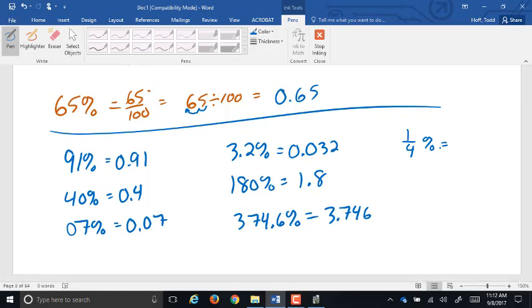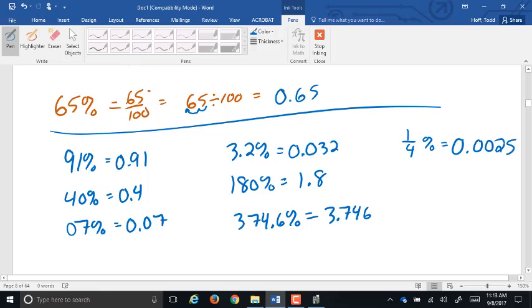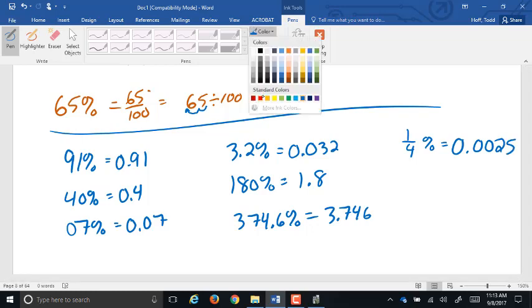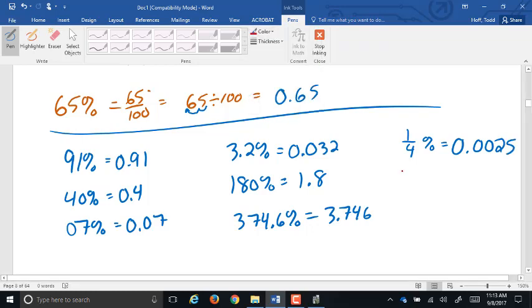How about 1/4% as a decimal? Now stop and be careful here. A lot of people are going to jump in to say 0.25. That's okay. That one's a very common one. Remember, 1/4 is 0.25, but that would still be a percent. So you still have to move it 2 spots to get 0.0025.